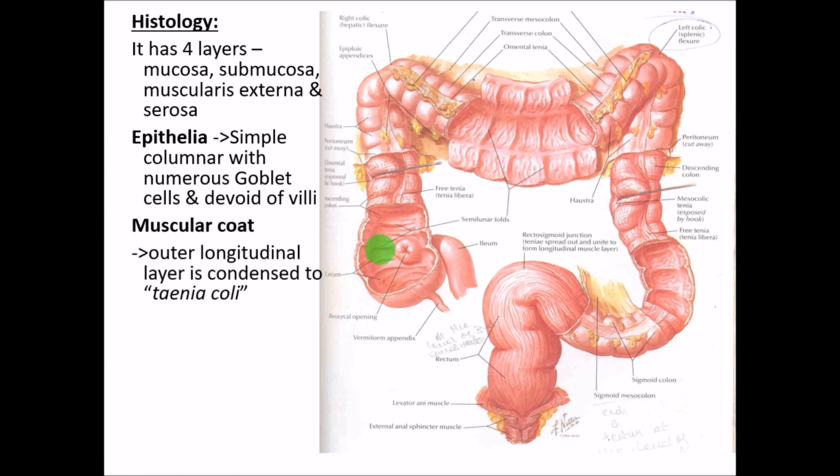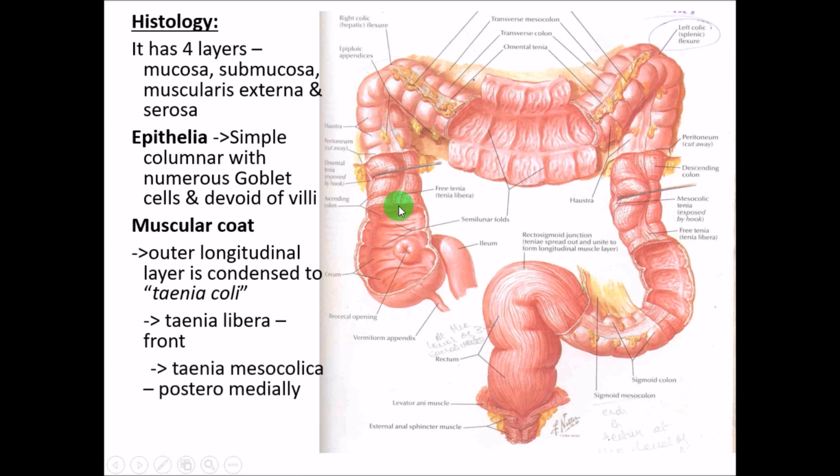Then the muscularis externa will have the outer longitudinal layer, which will form the taenia coli in the large intestine. In the small intestine it totally covers the whole of the small intestine, but in the large intestine it is condensed into three regions. They form the taenia coli. There are three of them and they are named according to their position. The taenia coli in the front is called the taenia libera, or the free taenia. Then we have the taenia mesocolica, also called the posteromedial.